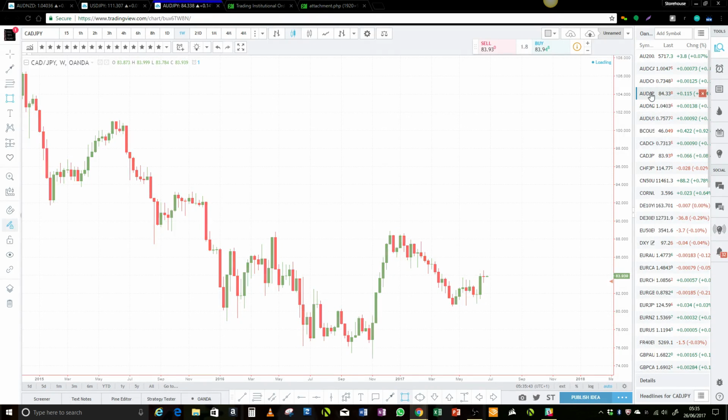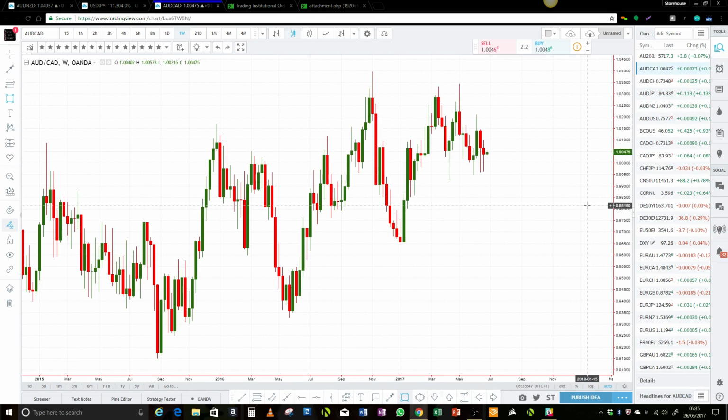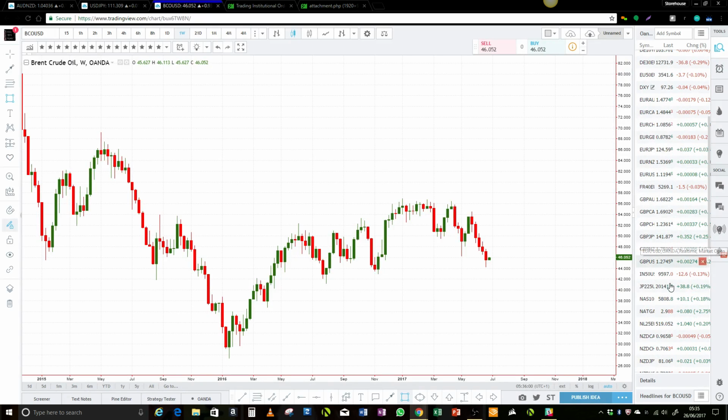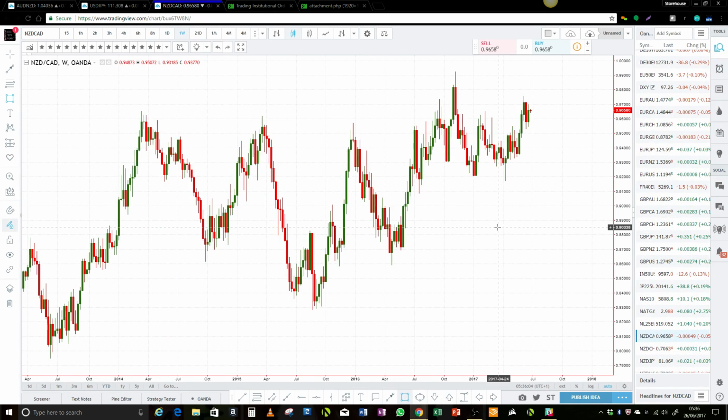Next market, Aussie Japanese yen. Next market, Aussie CAD. Definitely next market. Oil. Next market. Last one. See if we can find something useful here. Let's look at the New Zealand CAD. Okay. Little bit, not great.